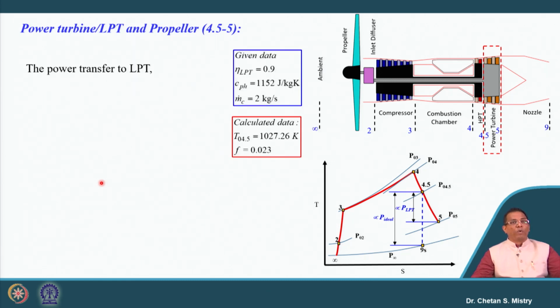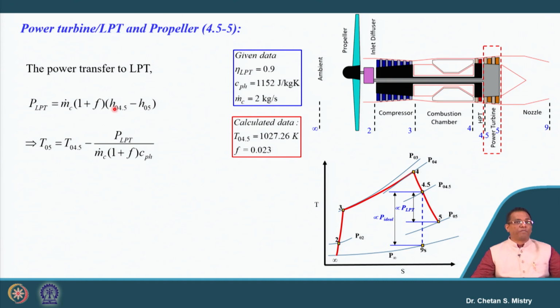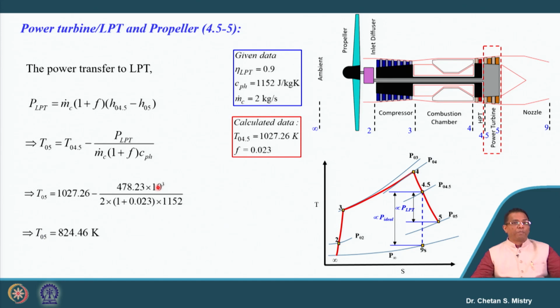Okay. Now, what is the next component we have? It is the calculation of the power. From this power, we can write down in the form of enthalpy. From this enthalpy, we can calculate my exit total temperature from the LP turbine. Since we have power value known to us, be careful, the power we have calculated is in kilowatt. You need to convert that into watt. And if we calculate this T05, it is coming to be 824.46 Kelvin. So this will be the temperature at the exit of LP turbine.